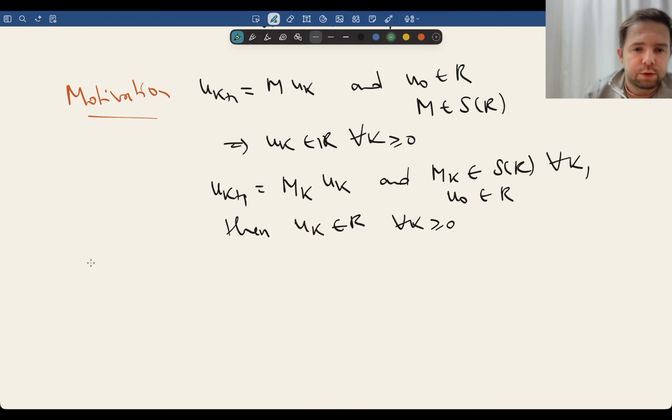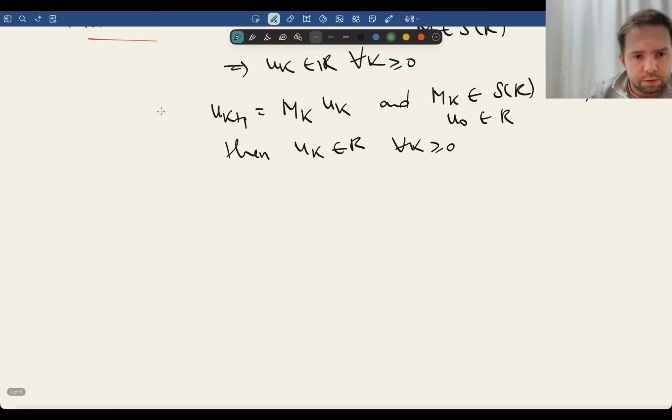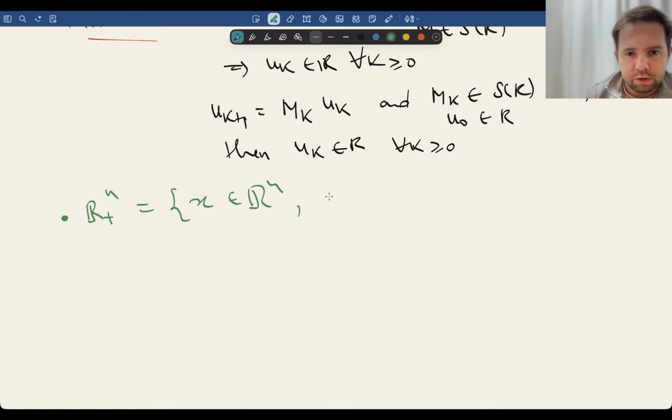In this video, I want to particularly focus on 3 examples. I'll start with the first one, which is the easiest, which is just the set of non-negative real numbers, so R_+^n. That's just the vectors in R^n, so n numbers, such that x_i is non-negative.